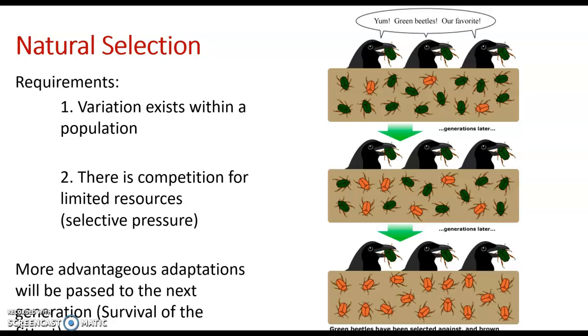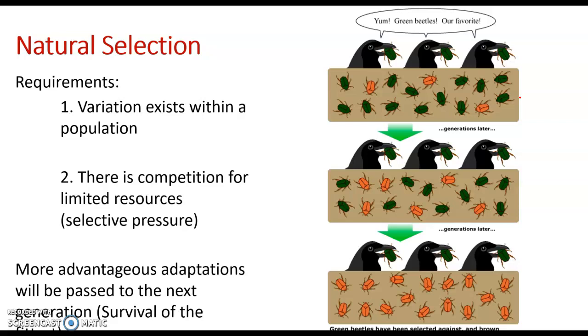So in my example here, we have beetles, and the variation in this population of beetles at the top is color, their phenotype of being different colors. These are all the same species, but some of the beetles in that species are green and some of them are orange. So there is variation within this population. Secondly, there also must be competition for limited resources.